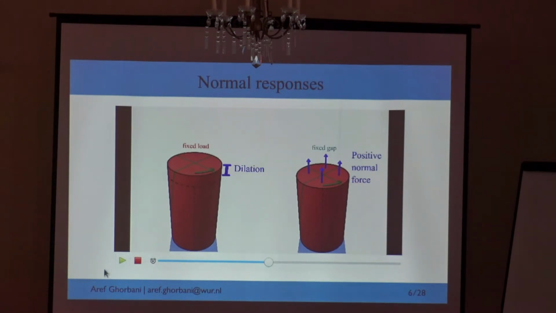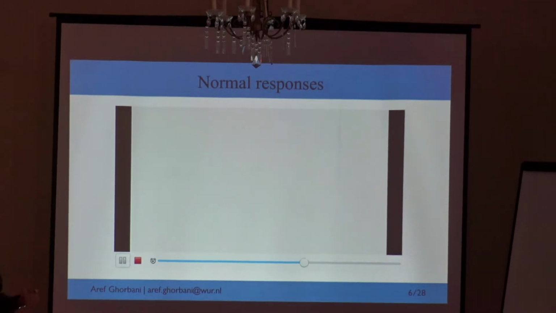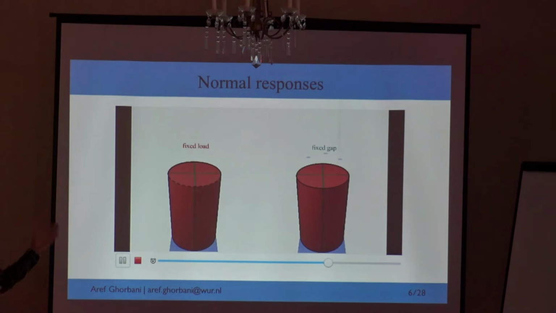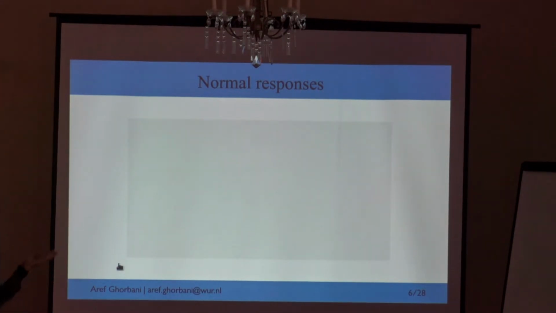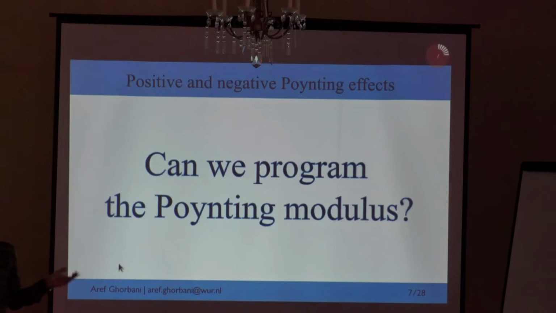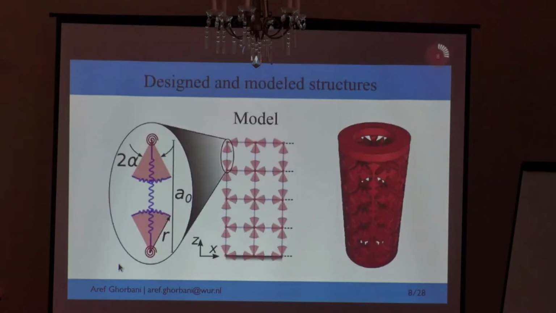But if we have a negative Poynting modulus material, this is going to be reversed. So under fixed load, we are going to have a contraction, and under a fixed gap, we are going to have negative normal force. And we ask whether we can program this with metamaterials. And of course, people do all sorts of weird things with metamaterials, and so why not? The answer is yes, but how?